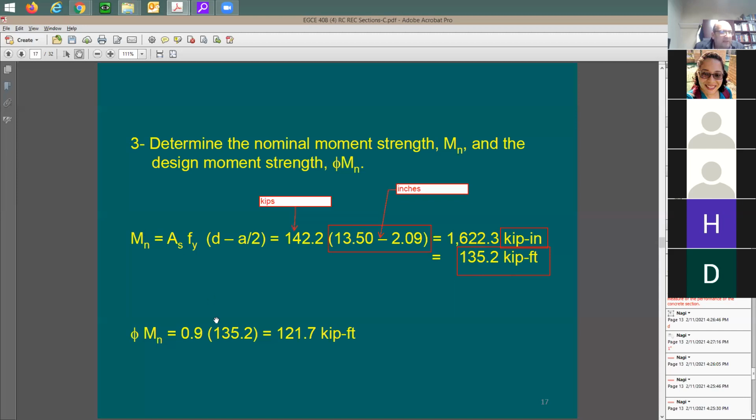I need to reduce it by the phi factor, the 0.9, and I end up with the 121.7 kip foot. Now which one is the strength? The moment, the design moment strength. Is it going to be this value, the 135 or the 121 for you?